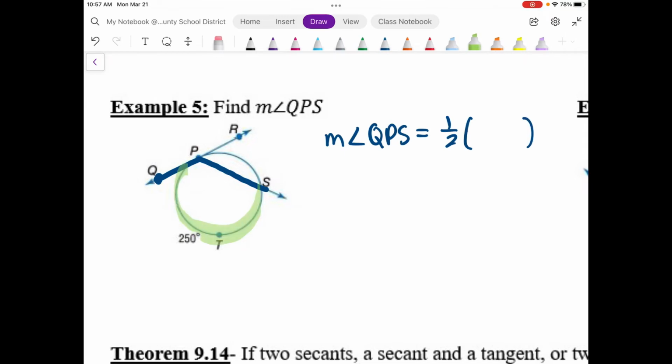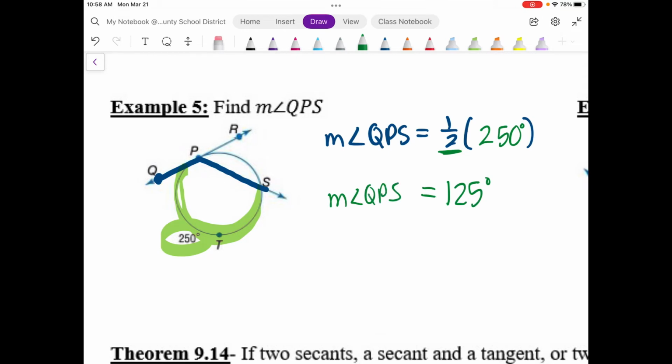This whole arc shows to be 250. Okay, so you can either, again, change it to a decimal or think about it. You're finding half of 250, so you can do 0.5 times 250 or 250 divided by 2. Either way, the measure of angle QPS is going to be 125 degrees. So think of it as just dividing it by 2. If you're given the big angle and you want to find the little one, just divide by 2.